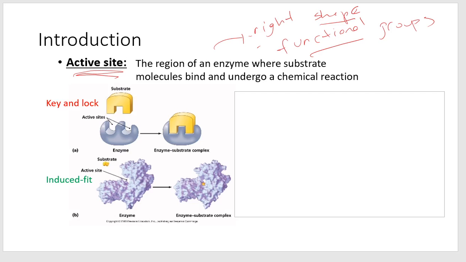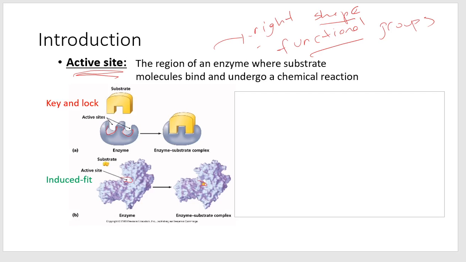The active site is a small region on the surface of the enzyme. Here we have the active site. If this is an enzyme, the active site is only here. Or in another model, only here. It's a small region. But there are many functional groups, so chemical reactions can occur.